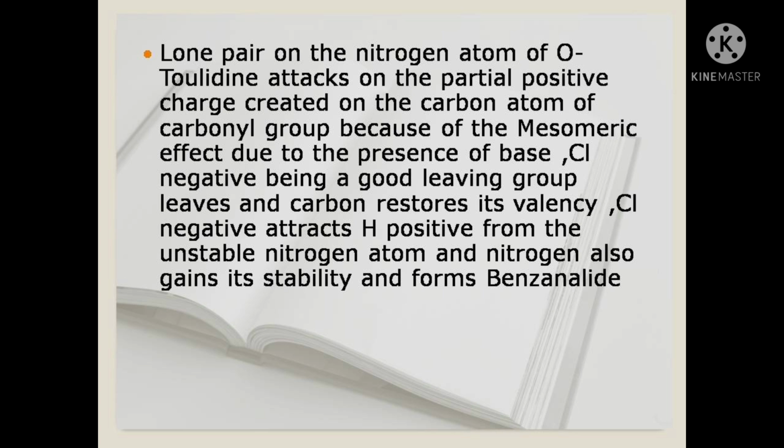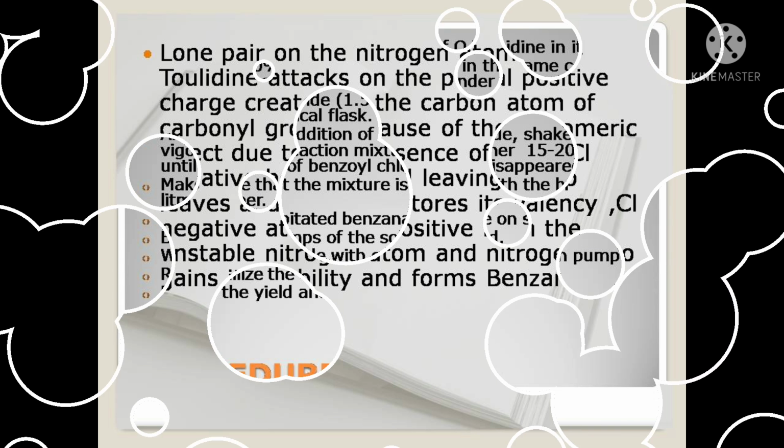So let's see what's going on in the reaction. The lone pair on the nitrogen atom of o-toluidine attacks the partial positive charge created on the carbon atom of the carbonyl group because of the mesomeric effect due to the presence of base. Cl negative, being a good leaving group, leaves and carbon restores its valency. Cl negative attracts H positive from the unstable nitrogen atom, and nitrogen also gains its stability and forms benzotoluidide.